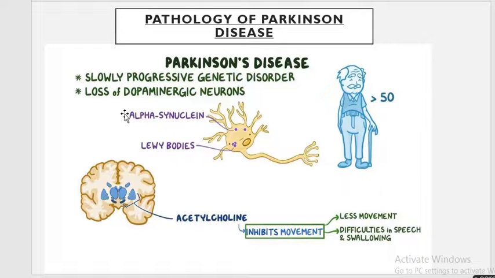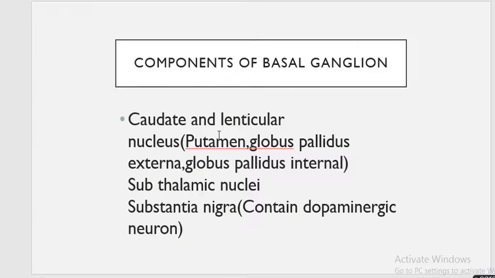So in this disease, what happens? There is a loss of dopaminergic neurons and an increase of acetylcholine, which inhibits these movements. This is an important thing. Acetylcholine can also cause resting tremors, less movement, and difficulty initiating movement. Then what are the components of the basal ganglia? The components are the caudate and lentiform nucleus, the subthalamic nuclei, and the substantia nigra. The substantia nigra contains dopaminergic neurons. These are the components of the basal ganglia.